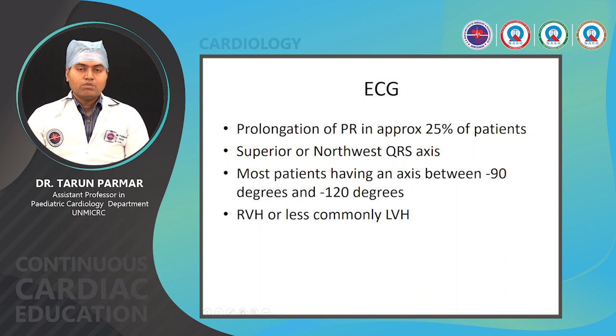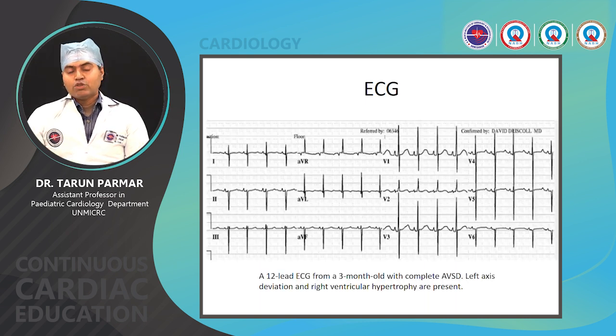ECG again is the same as the partial AVSD. There is a prolongation of the PR interval and a superior or northwest QRS axis. Most patients have an axis between -90 and -120, with RVH or less commonly LVH. So this is the typical ECG of the common complete AVSD.